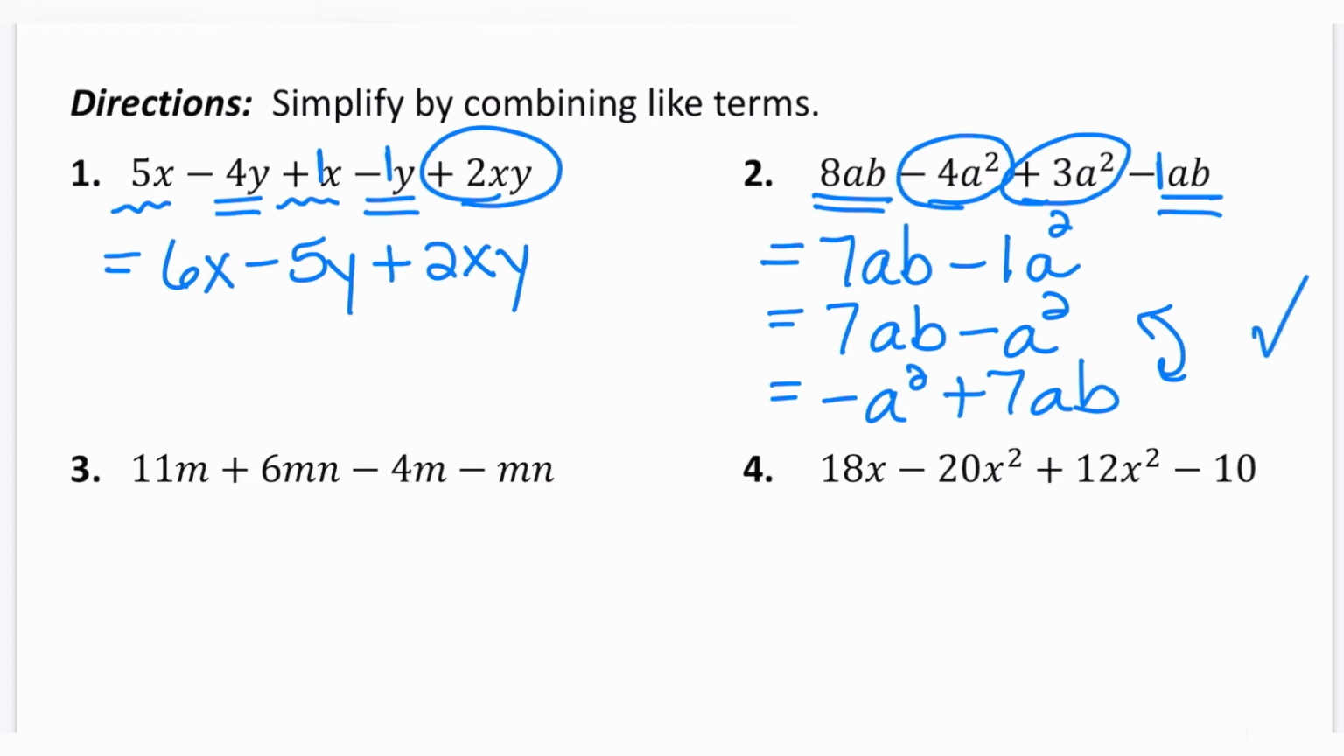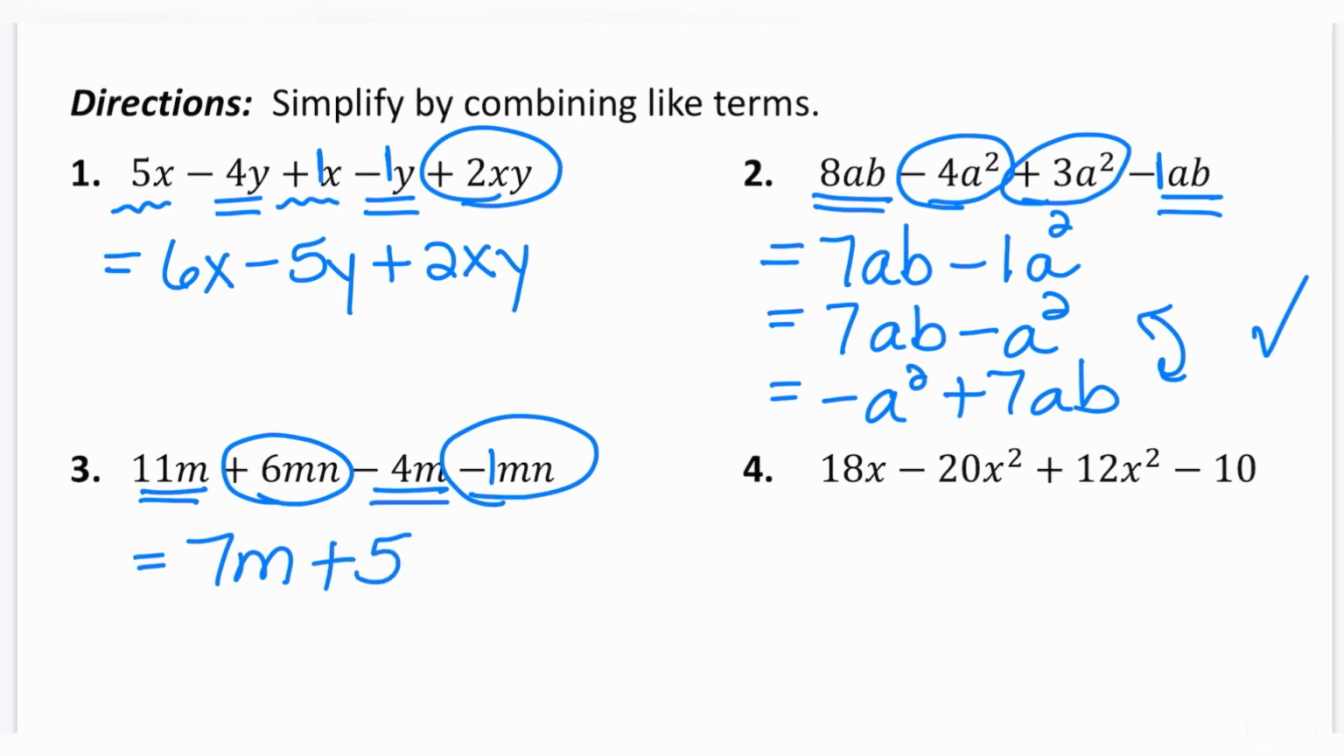In number 3, we also have like terms. 11m minus 4m is 7m, and 6mn minus 1mn is positive 5mn. And those two are no longer like terms, so you have to leave the answer as is.